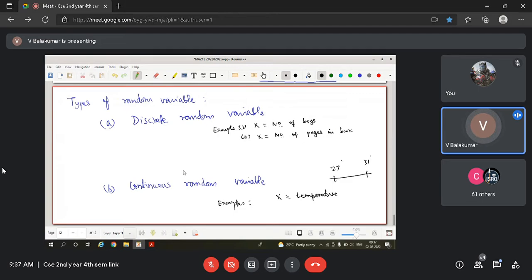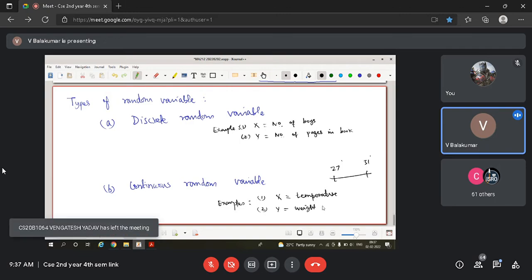We should be specific usually. Any other example for this? It need not be capital X. It can be any letter. We are not worrying about this letter, of course. Can you give one more example for this? Weights. Weight of a student in our class, of course.